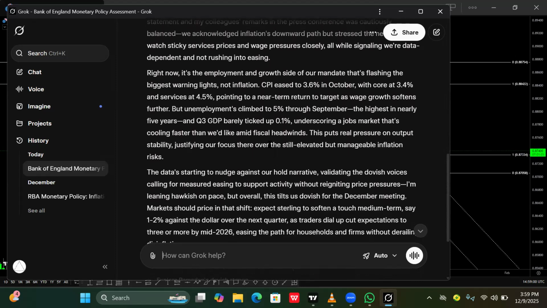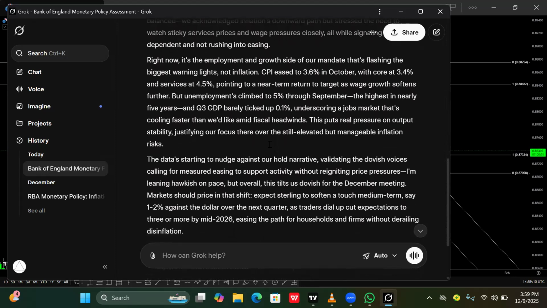Right now, it's the employment and growth side of our mandate that's flashing the biggest warning light, not inflation. CPI is down to 3.6% in October, with core CPI at 3.4% and services at 4.5%, pointing to a near-term return to target as wage growth softens further, right? But unemployment climbed to 5%.